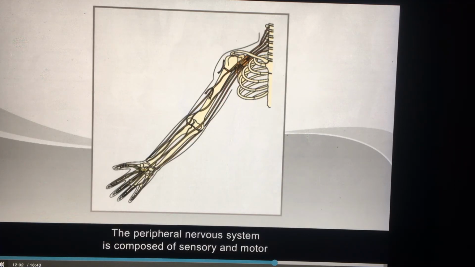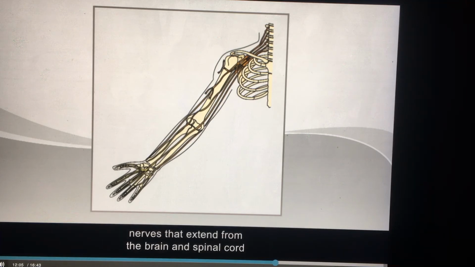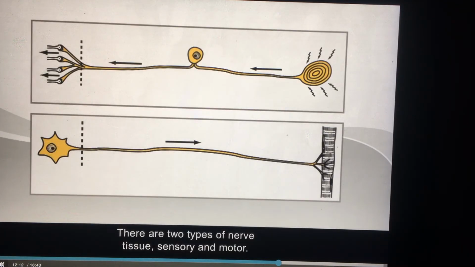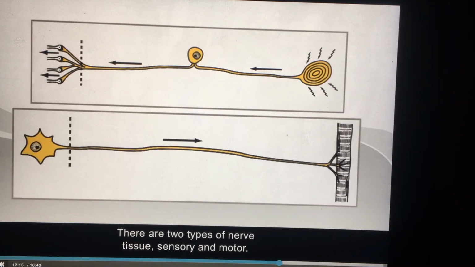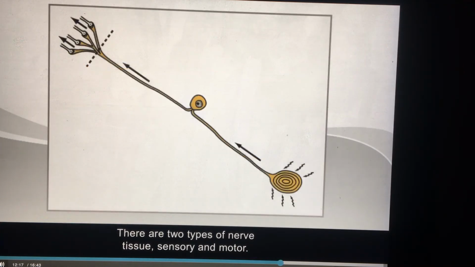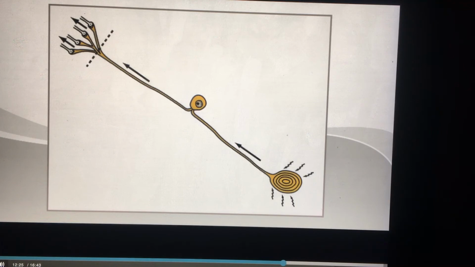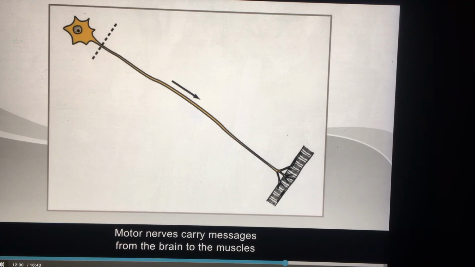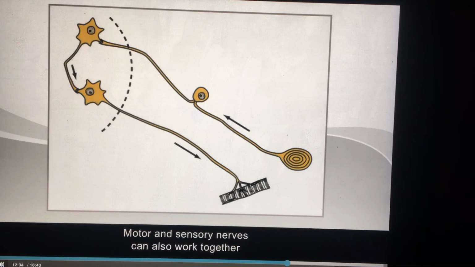The peripheral nervous system is composed of sensory and motor nerves that extend from the brain and spinal cord to other parts of the body. There are two types of nerve tissue, sensory and motor. Sensory nerves send messages to the brain and determine our sense of smell, sight, touch, hearing, and taste. Motor nerves carry messages from the brain to the muscles, causing them to contract or expand. Motor and sensory nerves can also work together to perform a variety of functions.